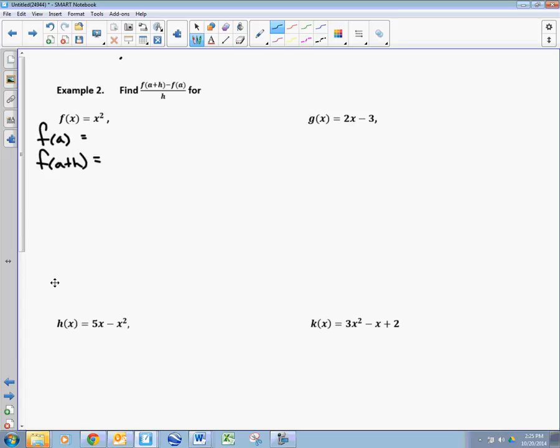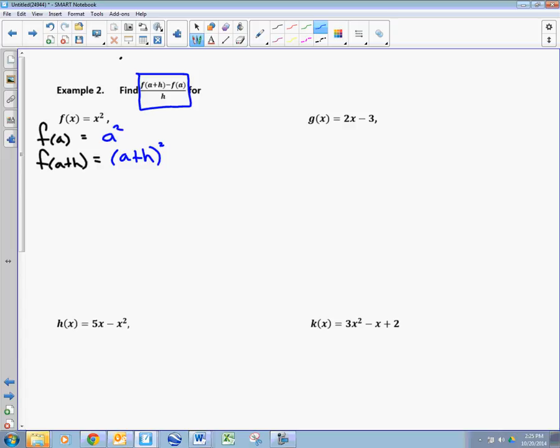Here we go. We want to find now something different. We want to evaluate that expression, f of a plus h minus f of a all over h. In order to do that, I'm first going to write what f of a is. Would you agree that f of a in this case will simply be a squared? And f of a plus h will be the quantity a plus h squared. Everybody good with that?